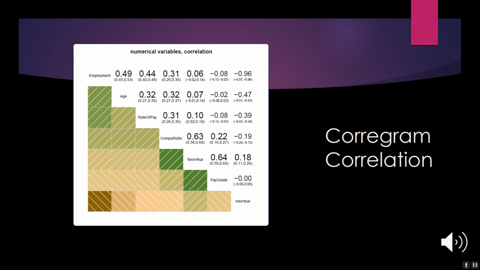We ran a package in R called Corrgram. We can see from the correlation for these numerical values that there's a strong correlation between pay grade and the term year, and there's a strong negative correlation between the length of employment and the hire year. The term year, rate of pay, and age variables also play significant roles in our data set.